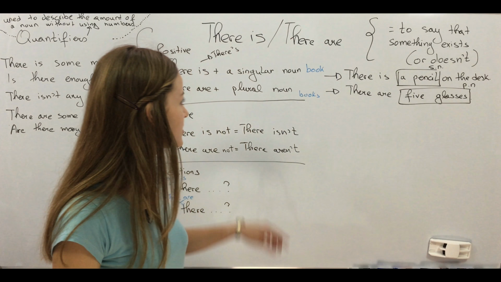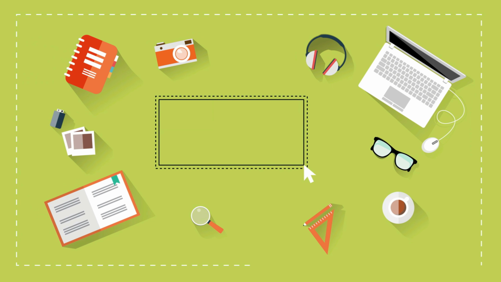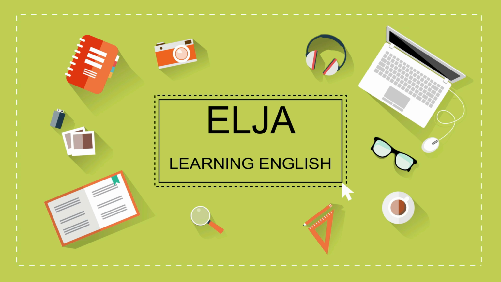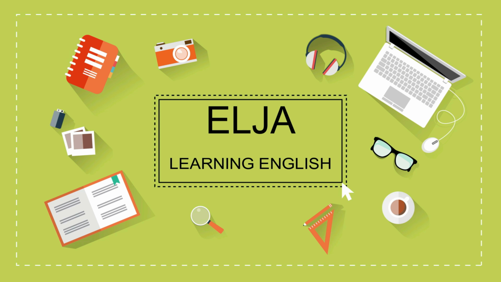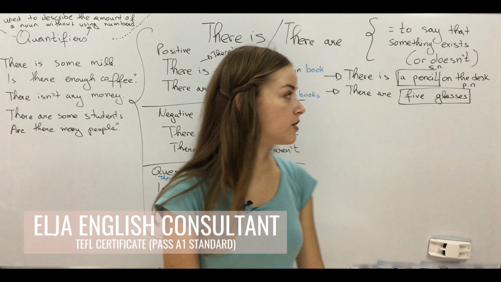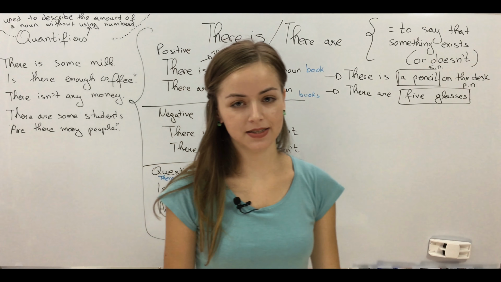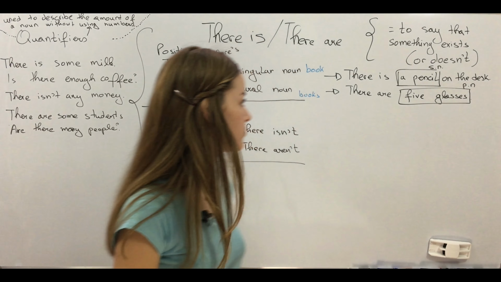Today we are going to explain there is, there are. Firstly, when do we use there is, there are? To say that something exists or it doesn't. Let's take a look at how we use it.